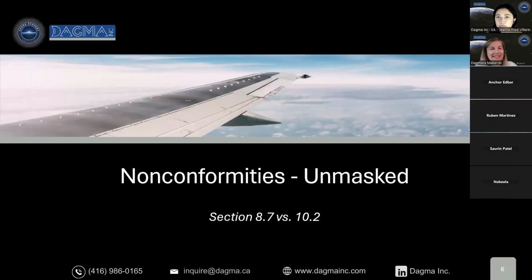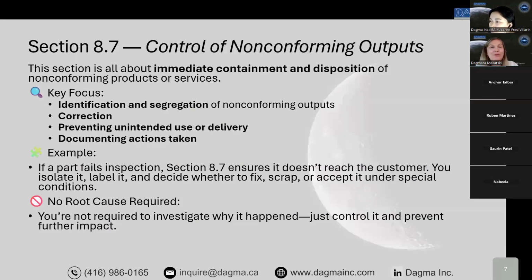So our first segment, Nonconformities Unmasked, the differences between Section 8.7 and 10.2. So in Section 8.7, we have control of nonconforming outputs. This section talks about immediate containment and disposition of any nonconforming product or service that has occurred. So the focus is on identification and segregation of this nonconforming output. The focus is on correction, so immediate correction, preventing unintended use or delivery of, course, the product or service, and document the actions that are taken.